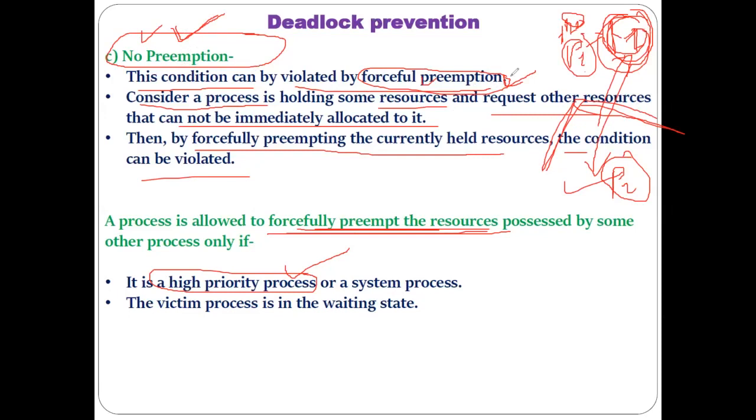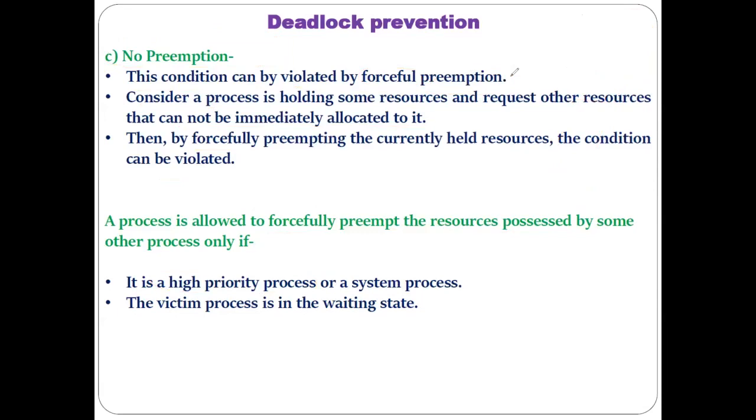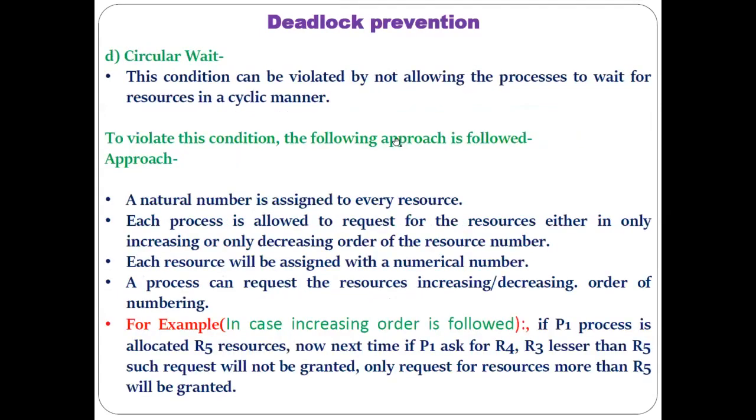So that is the third solution, to dissatisfy the third condition, that is the no preemption. And to dissatisfy no preemption, the only way is to do the forceful preemption. If you do the forceful preemption, then definitely one process cannot hold the resource for a longer period of time, and because of that the system will not go into deadlock or infinite waiting. So that is the third condition that you have to violate or dissatisfy to prevent the deadlock. Okay, now let's see the last condition.